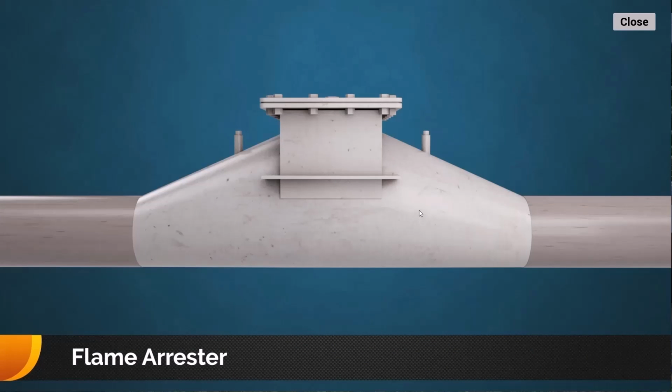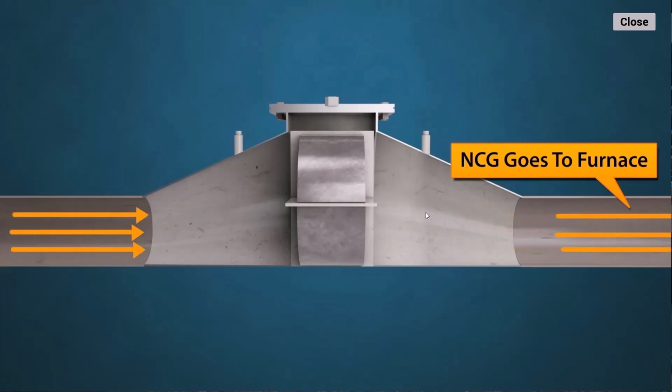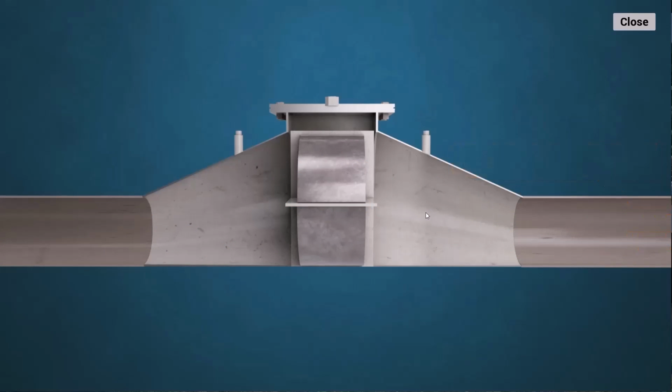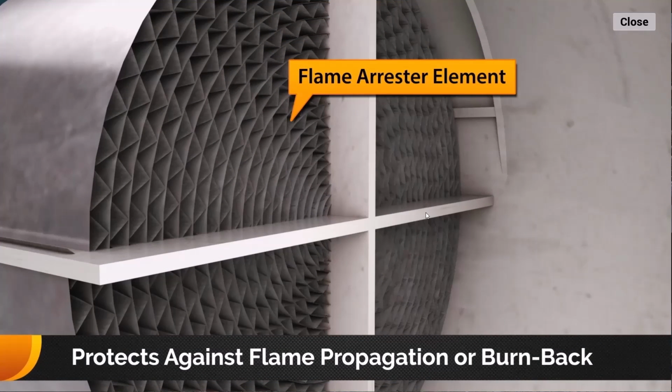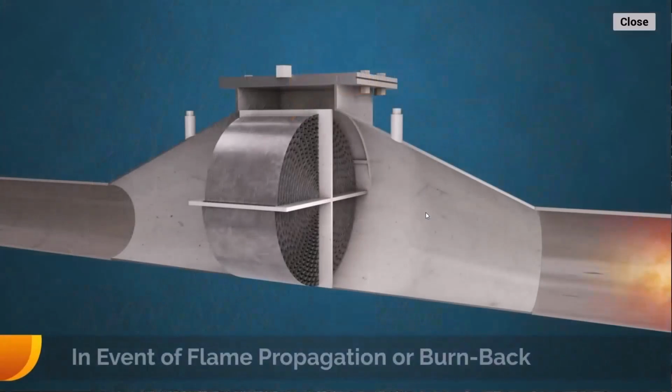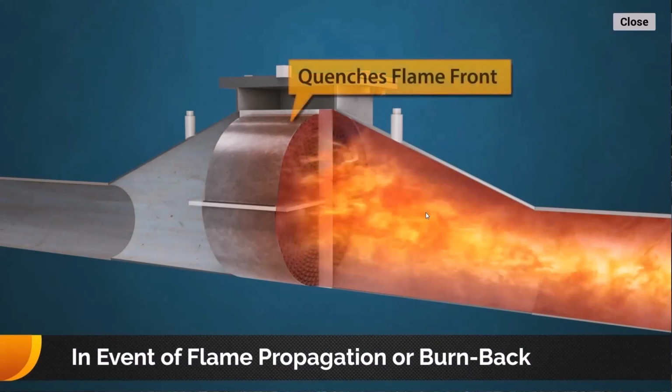The NCG comes down the pipe and through the flame arrestor element. The flame arrestor is made up of a metal grid designed to cool and quench the flames. We can see what it looks like here. In the event of burn back, the flame gets quenched by the grid, which prevents the flame from going further back up the pipe.